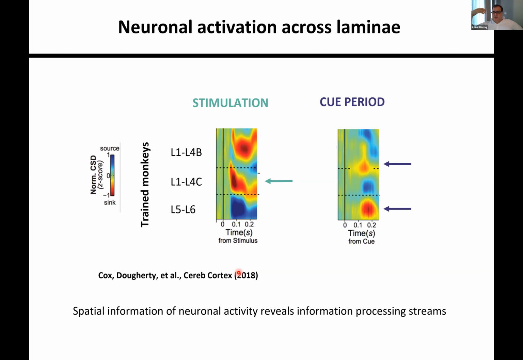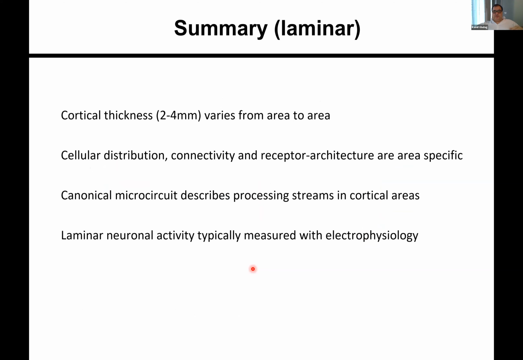And the hope is that if you know the laminar profiles, we can infer something about the processing streams in that patch of cortex. When we just look at the electrophysiological response averaged over all layers, we would say how active it is, but we would not be able to differentiate different processing streams like feedback versus feed-forward. That's at least the hope.